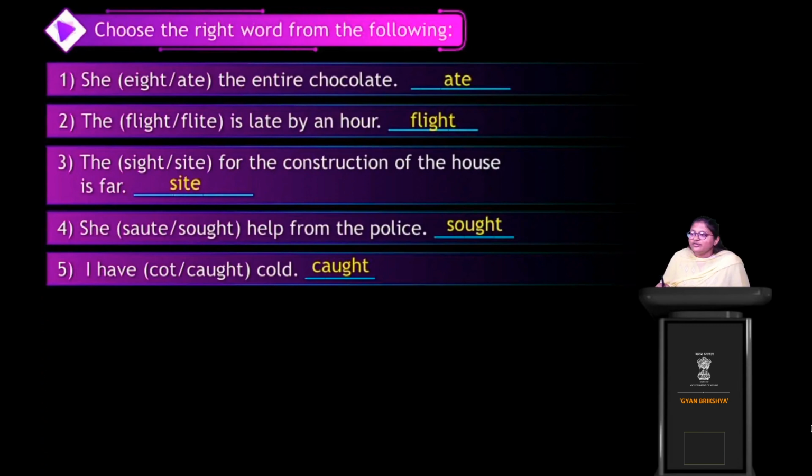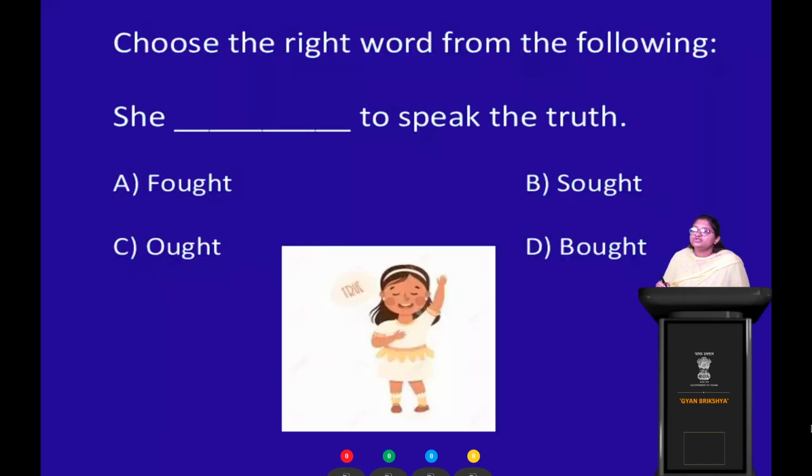Now, let's move forward and take up this question. Choose the right word from the following. She dashed to speak the truth. This is a sentence given to you, and there are 4 options given to you. So you have to pick the correct option for this sentence.